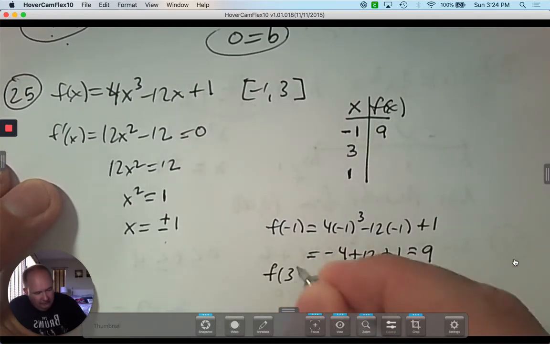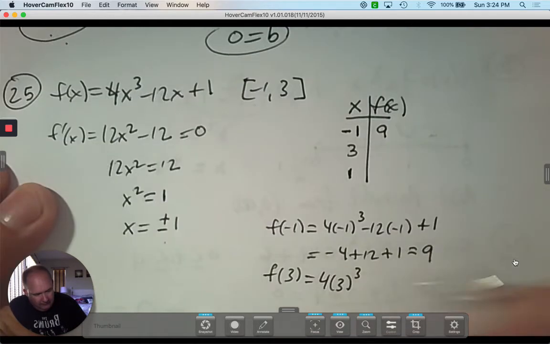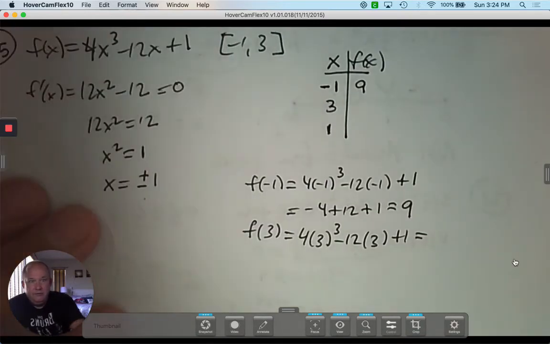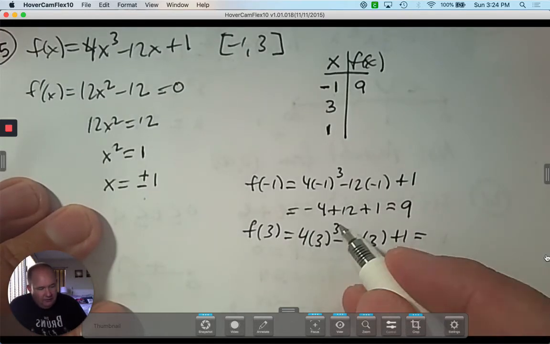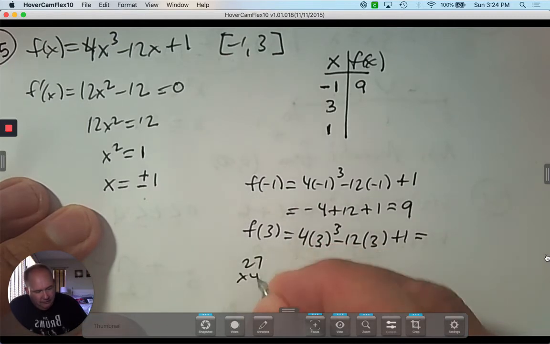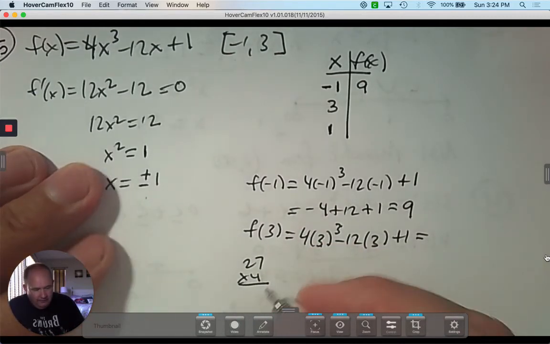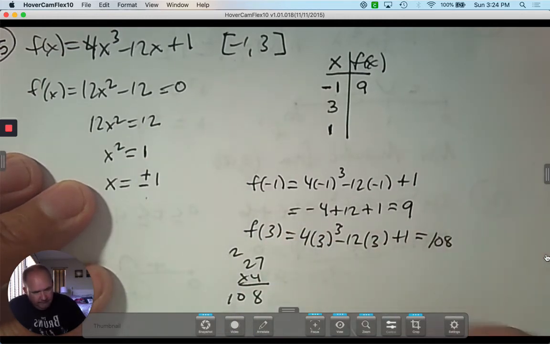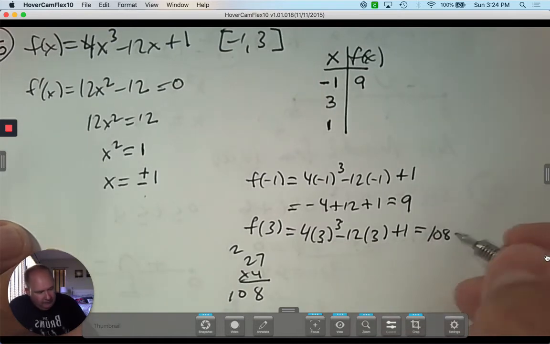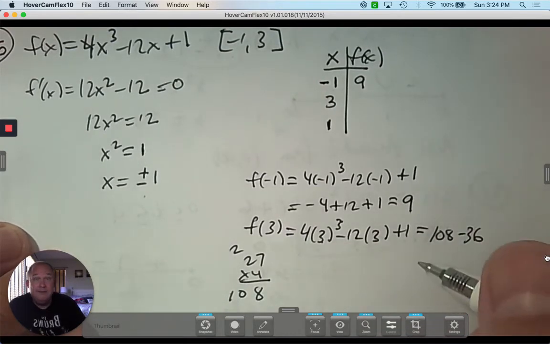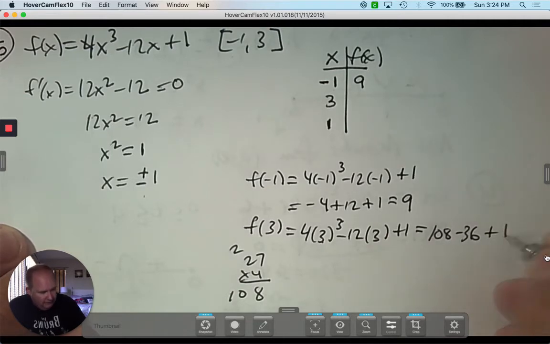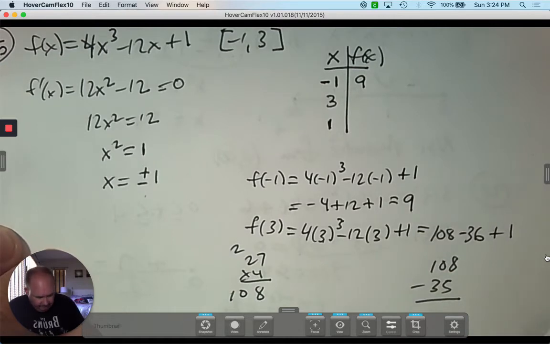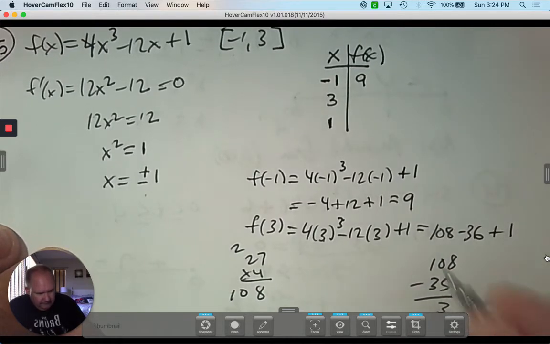I'm going to do the same thing for 3. 4 times 3 cubed minus 12 times 3 plus 1. This is testing the ends out first. So this is 3 cubed, which is 27. 27 times 4, I can do that without a calculator. That's 108. Then -12 times 3 is -36, and then plus 1. So ultimately I'm going 108, take away 35. That's 73.